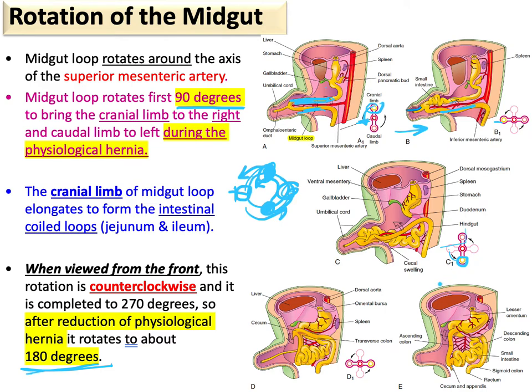Then also, after they retracted inside the abdomen, they rotate again. So by the end, you have completed a total of 270 degrees.